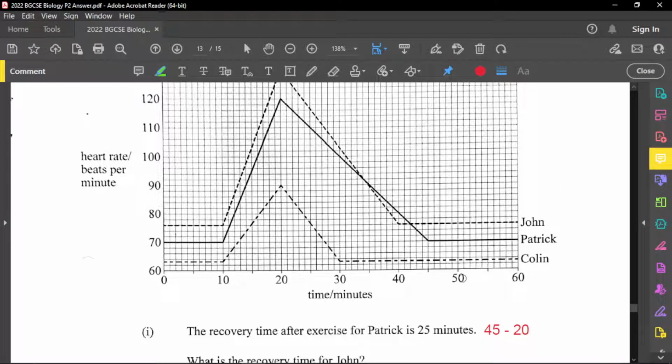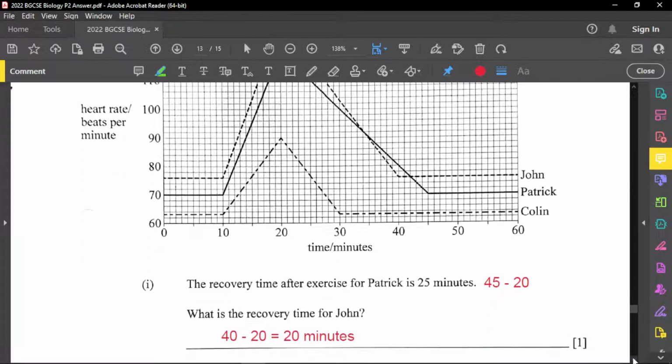For Patrick, notice his highest point. I should actually say the recovery time. His highest point for Patrick is at 20 minutes, and then he recovered back to rest rate here, which is at 45. So it's going to be 45 minus 20 minutes. That's from when he was exercising to when his heart rate came back to normal. And so it's 45 minus 20.